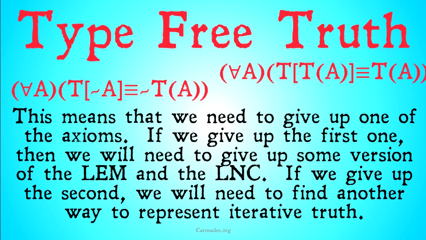If we give up the first one, it means we'll need to give up some version of the law of the excluded middle and the law of non-contradiction. We can kind of come up with maybe some different version of that, but it's not going to be as strong. If we give up the second, however, we're going to need to find another way to represent iterative truth that's not going to be as strong. Remember, both of these axioms are really, really intuitive. So to give up either of them is going to be a bit problematic.